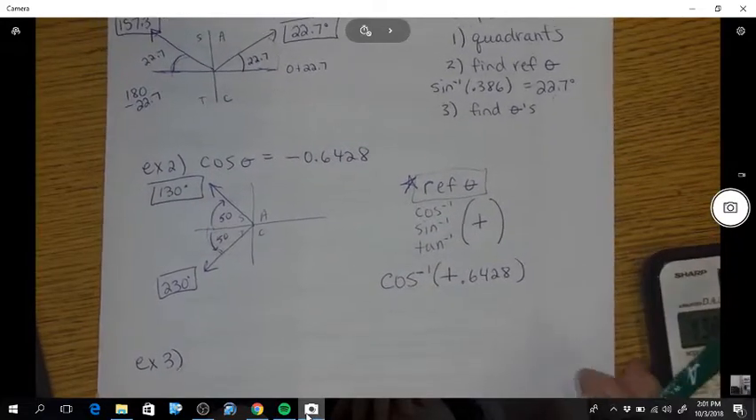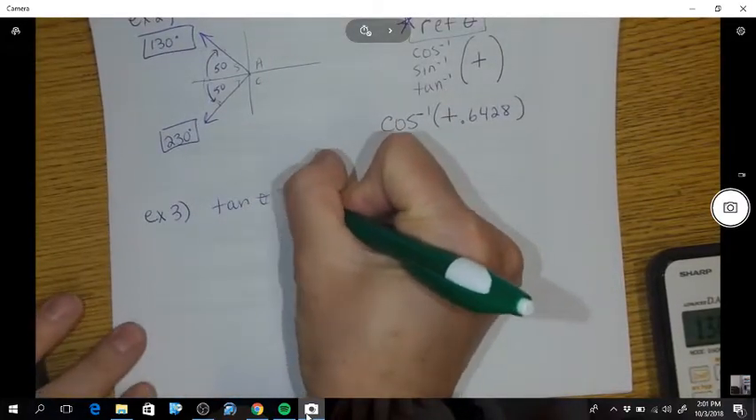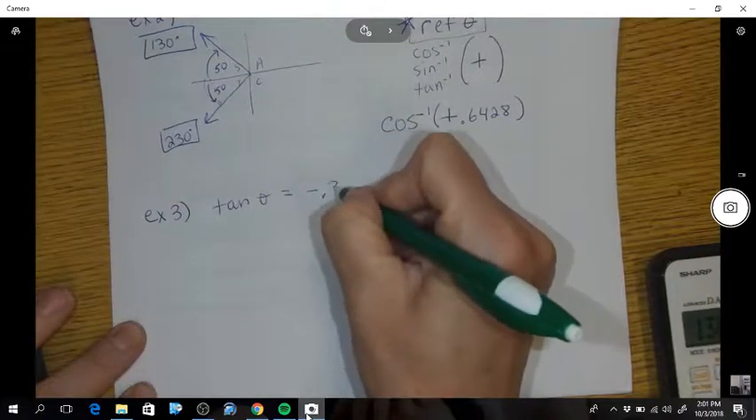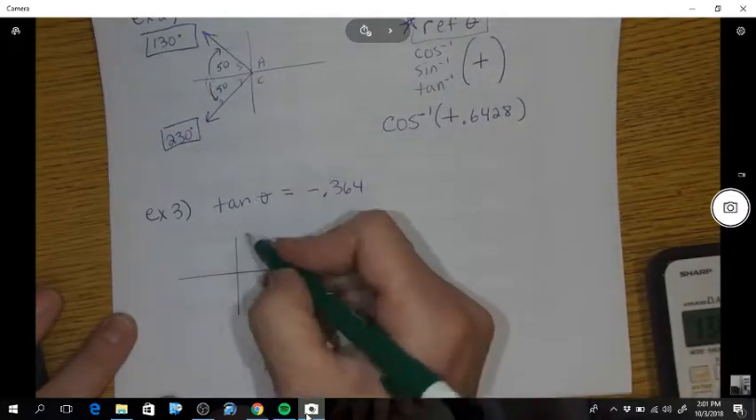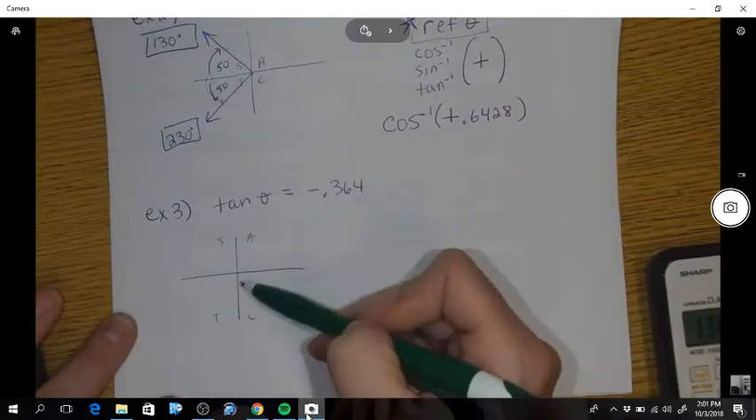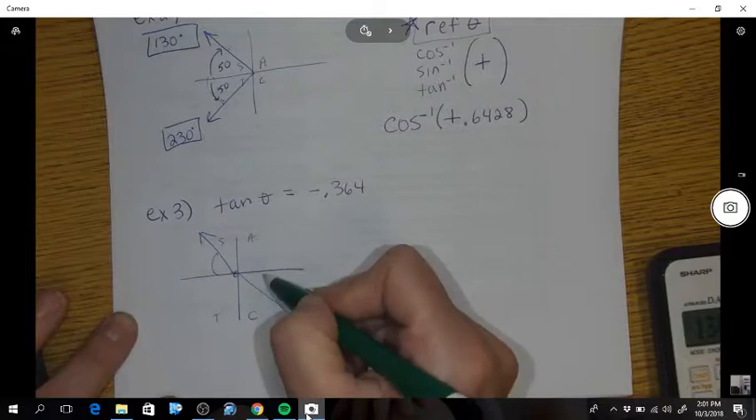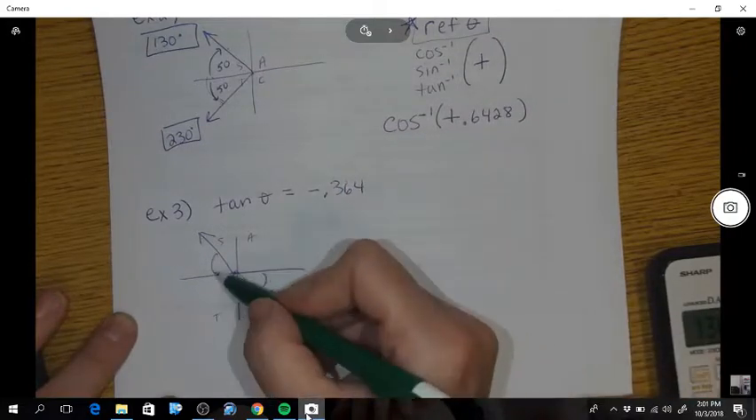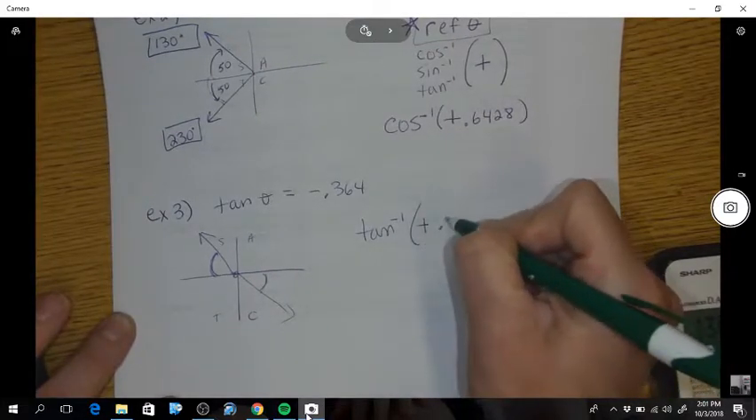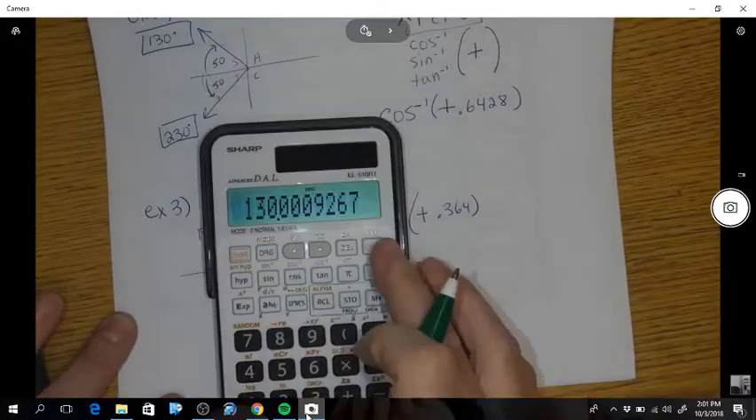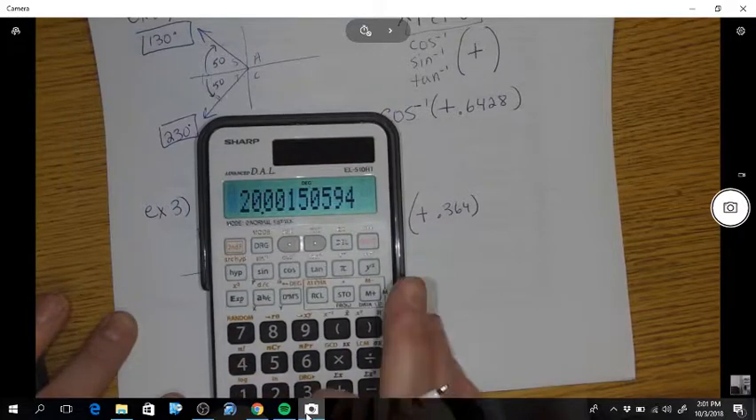Okay, example 3, let's do one more. I'm going to give you a negative. Tan of the angle is negative 0.364. Okay, ASTC. All Students Take Calculus, or all soup turns cold. Tan is negative here and here. And there's my x-axis connection. Okay, so we're tan inversing, remember, positive. Tan inverse positive 0.364, you should get 20 degrees.